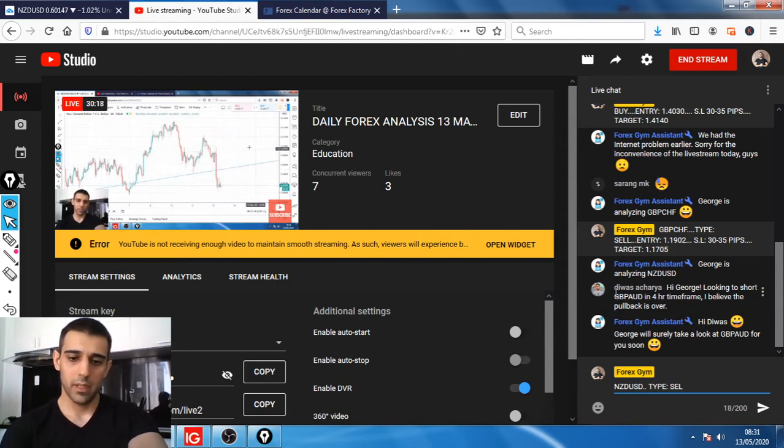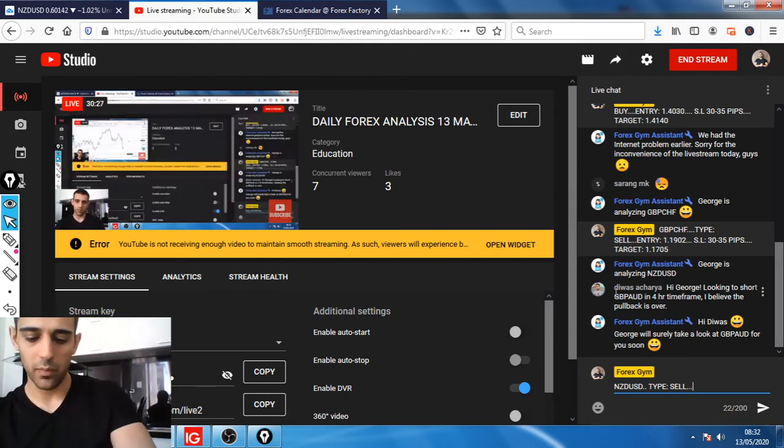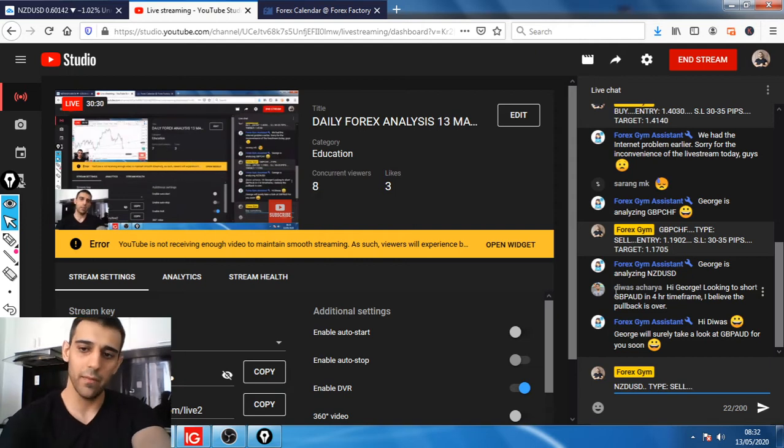Type sell. But for this one, I do look for the potential swing trades. Most likely it will be tomorrow, depending on how the price behaves, and I will be sharing that tomorrow. So sell, and the entry.